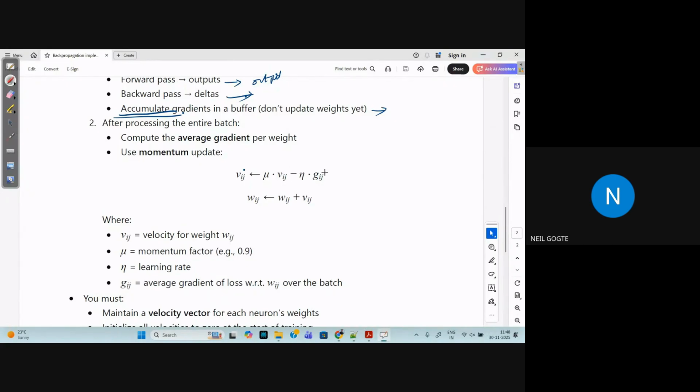So here Gij decides the current batch update. This is what we have seen. This is the accumulated batch update, which is divided. So it's the sigma of all the gradients, 1 by batch size. Okay, this is what Gij is.